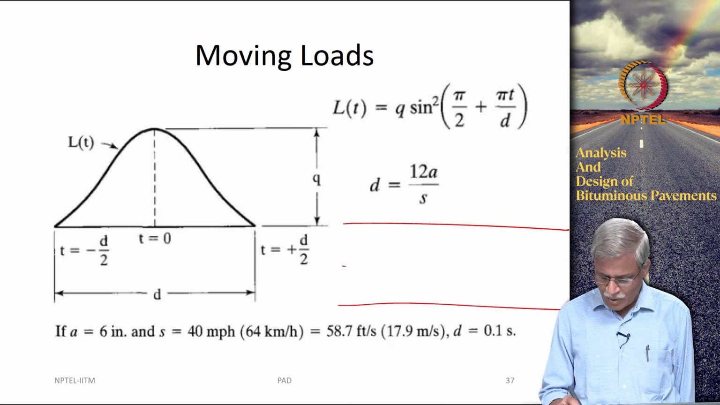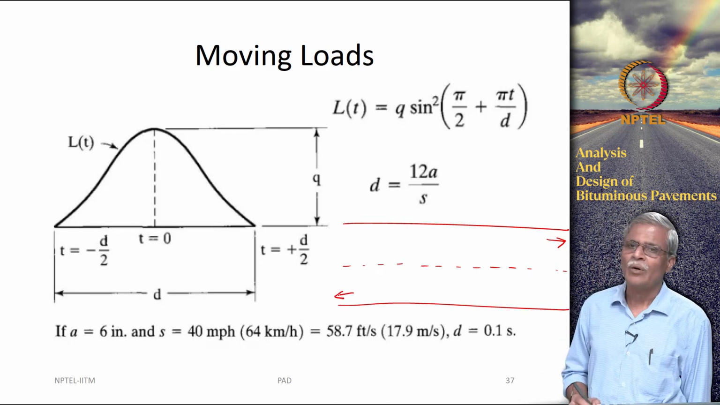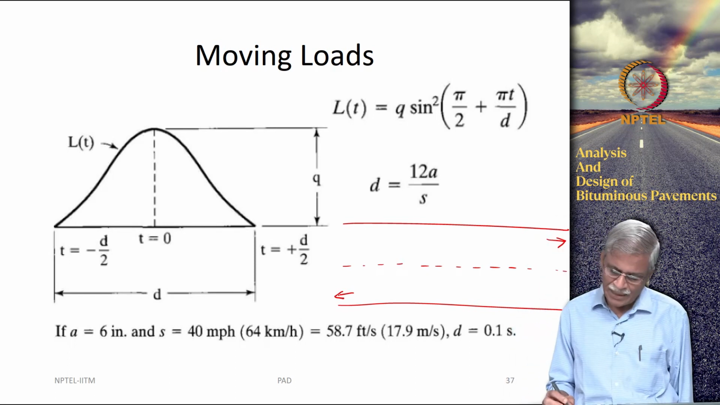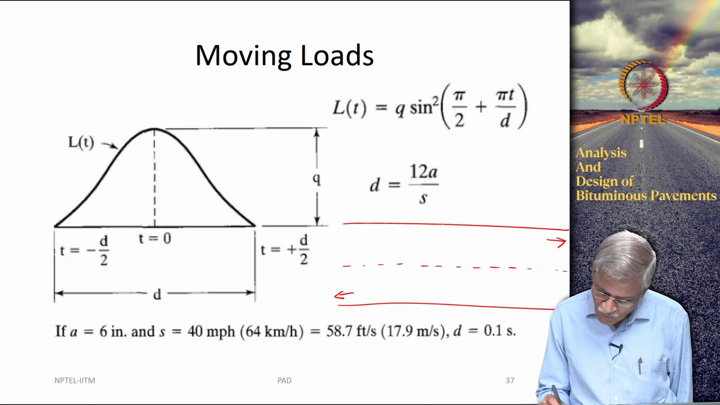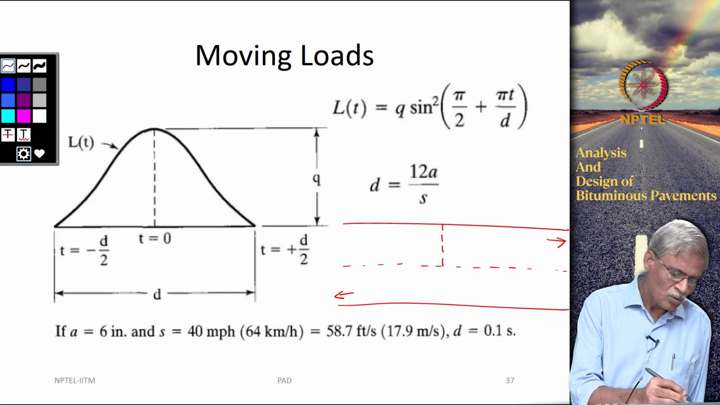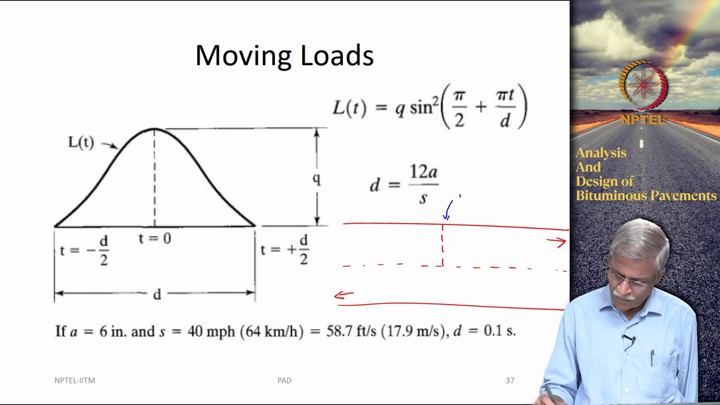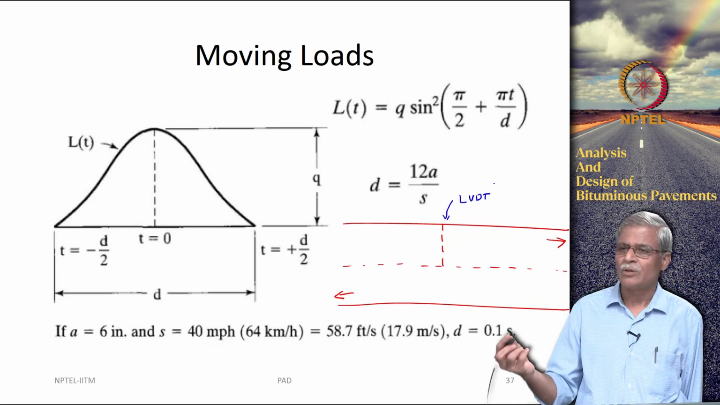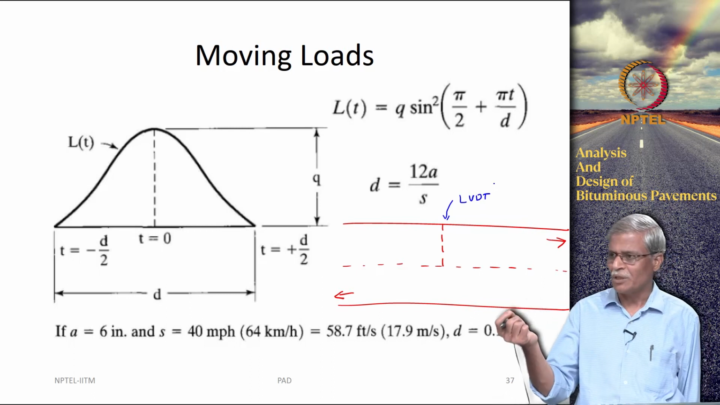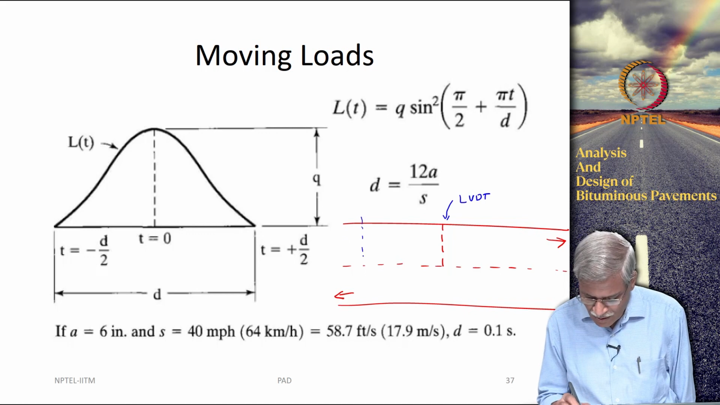So, let us say this is your lane. You have traffic moving in this direction, and traffic moving in the opposite direction. Let us say we place some LVDTs here, which means deformation measurement devices.